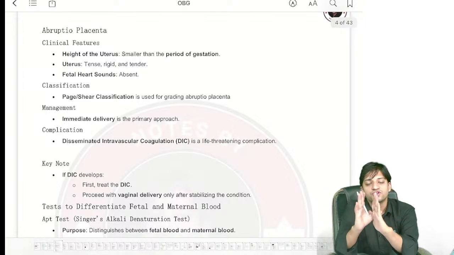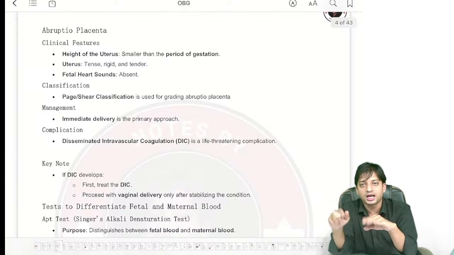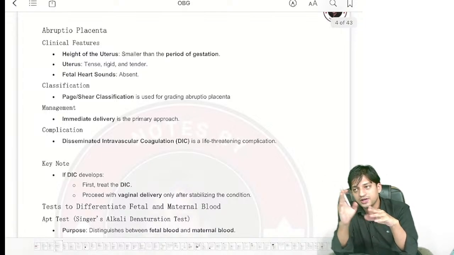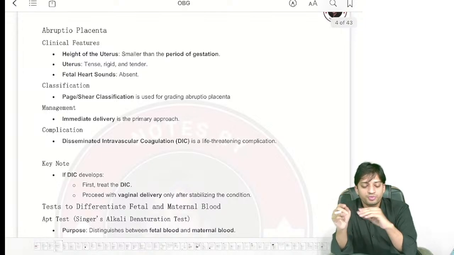Conservative management, McAfee-Johnson regime, up to 37 weeks of gestation, you have to go for a wait and watch approach, right? And if there is active bleeding present and there is fetal distress present, then you have to go for C section or immediate termination of the pregnancy, right?